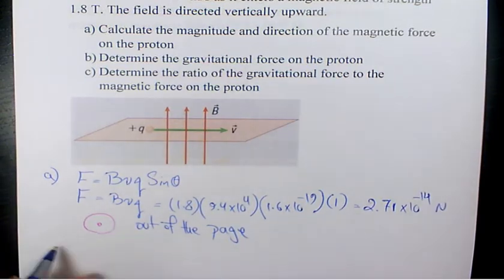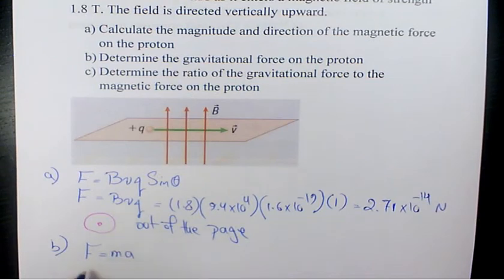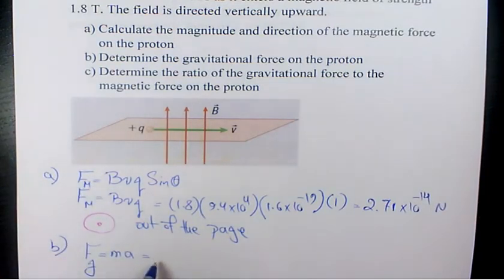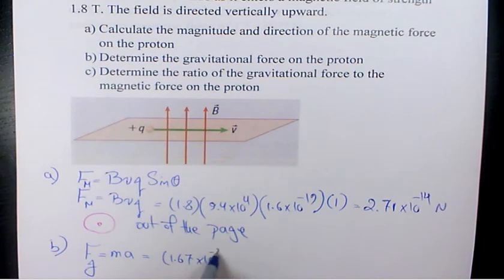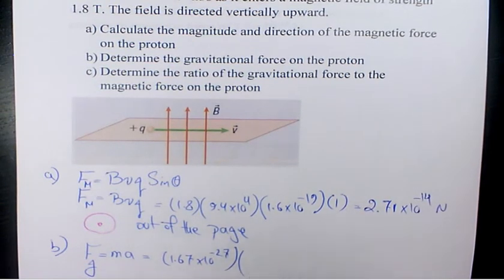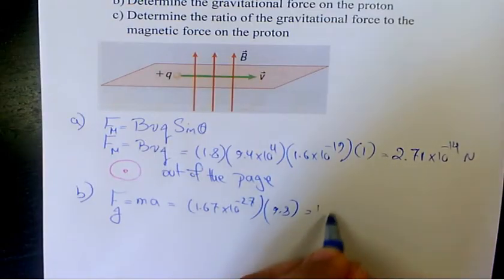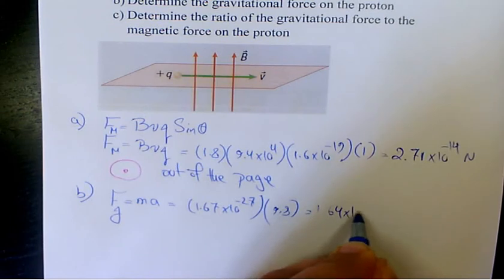Part B, it says find out the gravitational force on the proton. F equals ma. We are dealing with gravitational force. Before it was magnetic force. Gravitational force is going to be m times a. Mass is given, 1.67 times 10 to the power of negative 27. And a is going to be the gravitational acceleration, which is 9.8. That will be 1.64 times 10 to the power of negative 26 Newton.